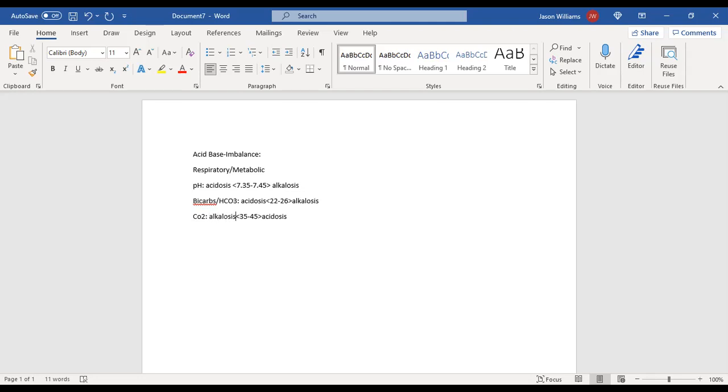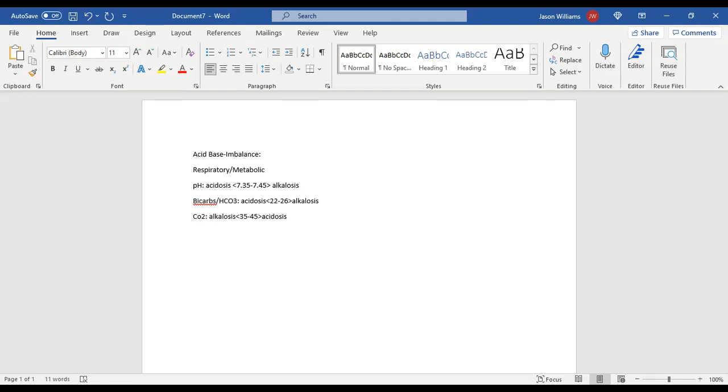These are lab values that you will actually get about your patient, and where you want to differentiate whether your patient is experiencing some type of respiratory imbalance or a metabolic imbalance. Is your patient experiencing a respiratory imbalance or a metabolic imbalance? These ranges for pH, HCO3, and CO2, you all need to memorize. You need to make sure that you know the normal ranges for each of these lab values.